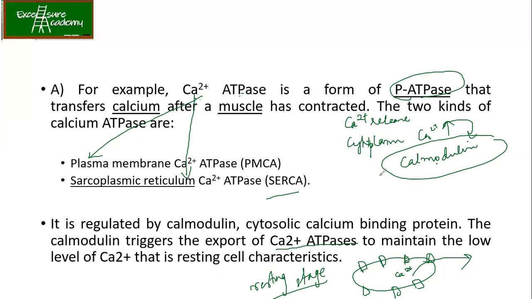Okay, so at the resting state, what is happening is that the calmodulin bound with calcium is triggering the export of the calcium 2 plus ATPase. Eventually, what are these? These are proteins only, correct? So these proteins will get exposed on the plasma membrane of the muscle cell. Now, these are the pumps. So the ज्यादा calcium है जो आपके cytoplasm में वो आपको बाहर कर देंगे, ठीक है? They will be pumped out. The excess of calcium will be pumped out using the calcium 2 plus ATPase. And it will bring the normal concentration of the calcium 2 plus, which is the resting stage of your cell.